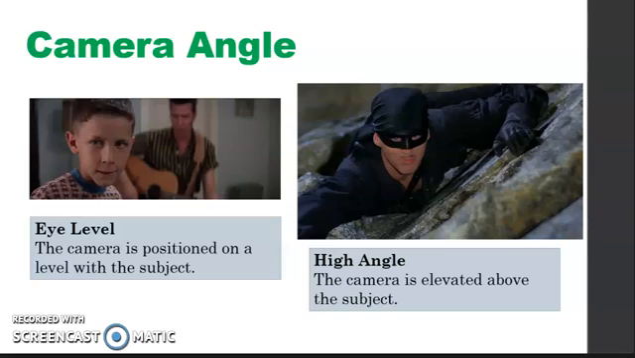Next to that is the high angle. The camera is elevated above the subject. This angle makes the subject seem less significant. Again, in a high angle shot, the camera points down at your object or the subject. It usually creates a feeling of inferiority or looking down on your subject.